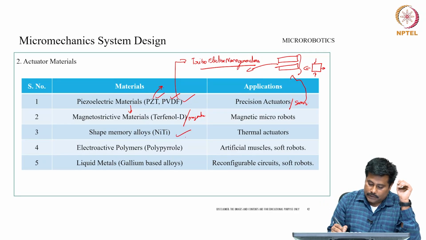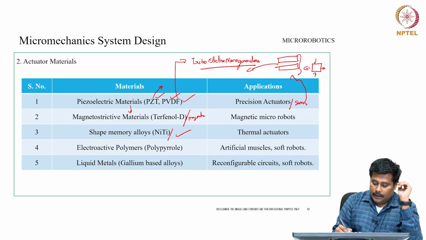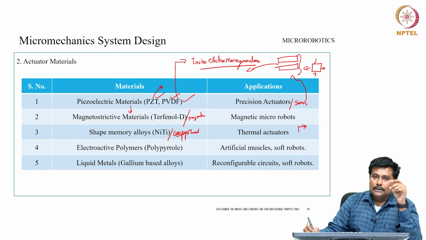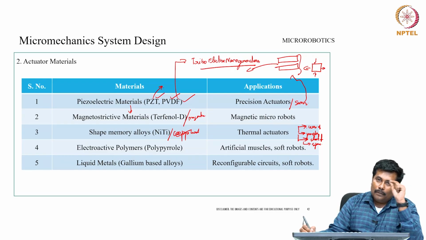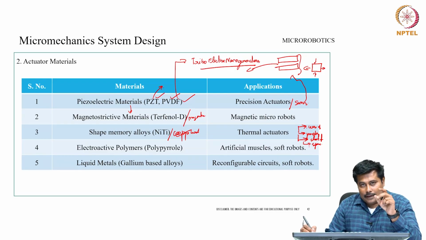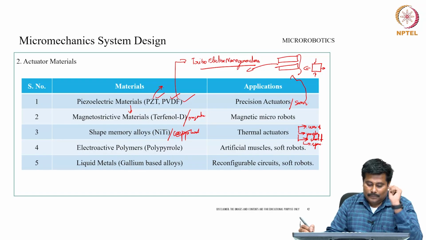Next, when we talk about shape memory alloys, it might be nickel titanium or copper based shape memory alloys. Commercially, these shape memory alloys are available in wire form, powder form, sheet form, or spring form. However, from a micro robotic point of view, we may need to tailor these shape memory alloys based on the requirement or the application.